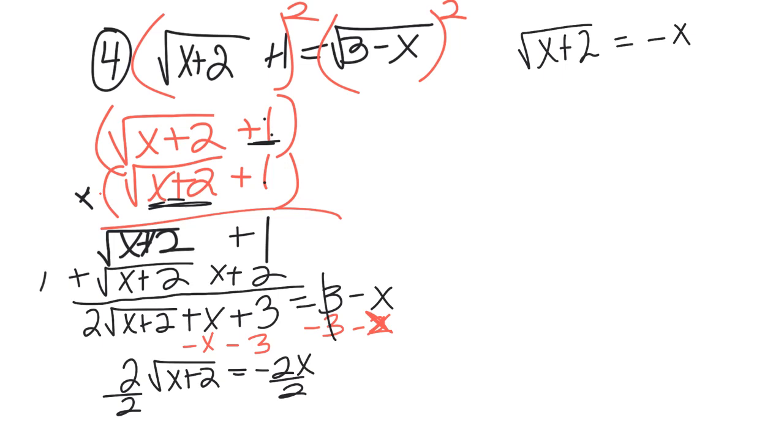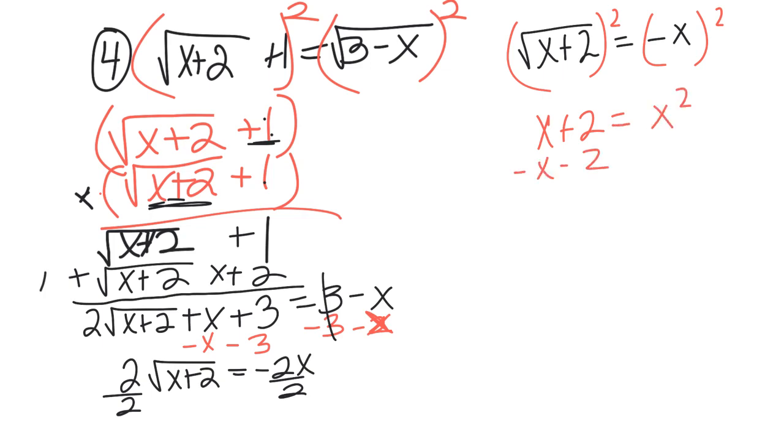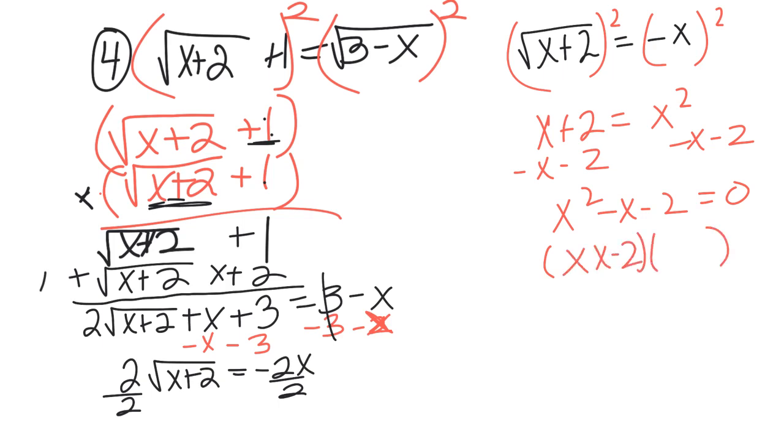And then we have to square it again to get rid of that square root. So now we can get rid of this square root, and we get x plus 2 equals x squared, and minus the x and minus the 2. So we have x squared minus x minus 2 equals 0. And that's going to factor to x minus 2, x plus 1. So x equals 2 and negative 1.